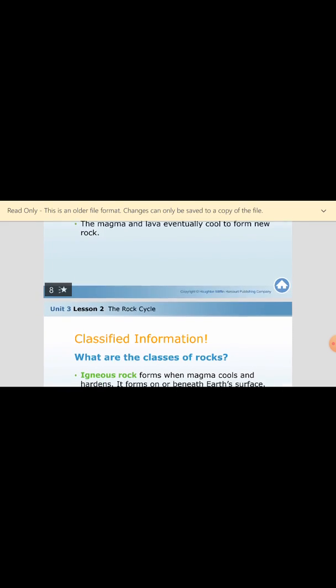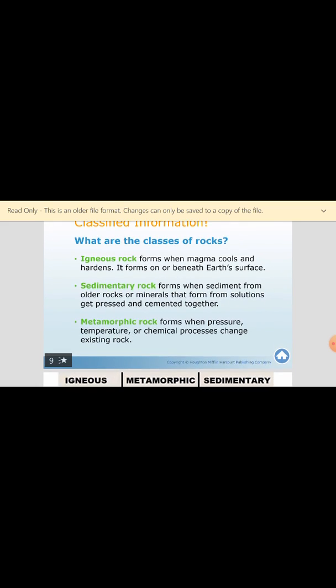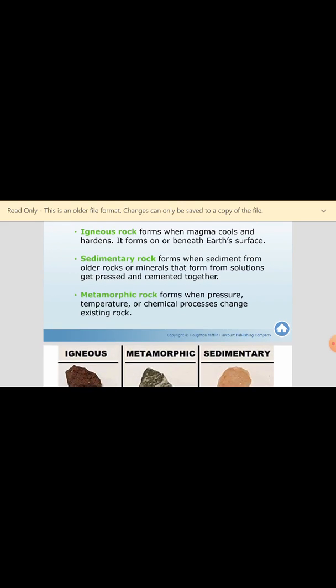Okay, that's it. Tomorrow, inshallah, we will study the three main types of rocks, which are igneous rocks, sedimentary rocks, and metamorphic rocks, then the rock cycle.